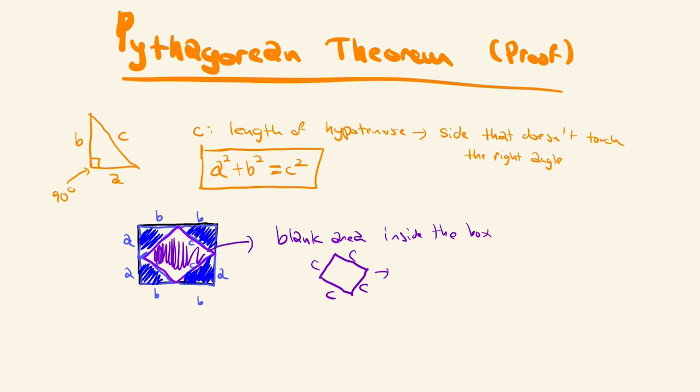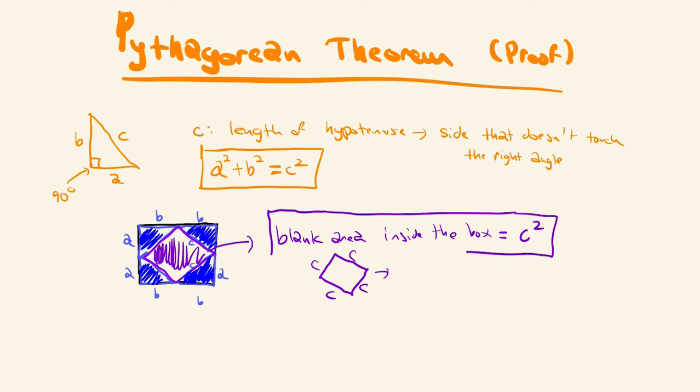So what is the area of a square with side lengths C? You can pause the video, take a second to think about that. So that area is just going to be C squared. Okay, so just keep that in the back of your mind.